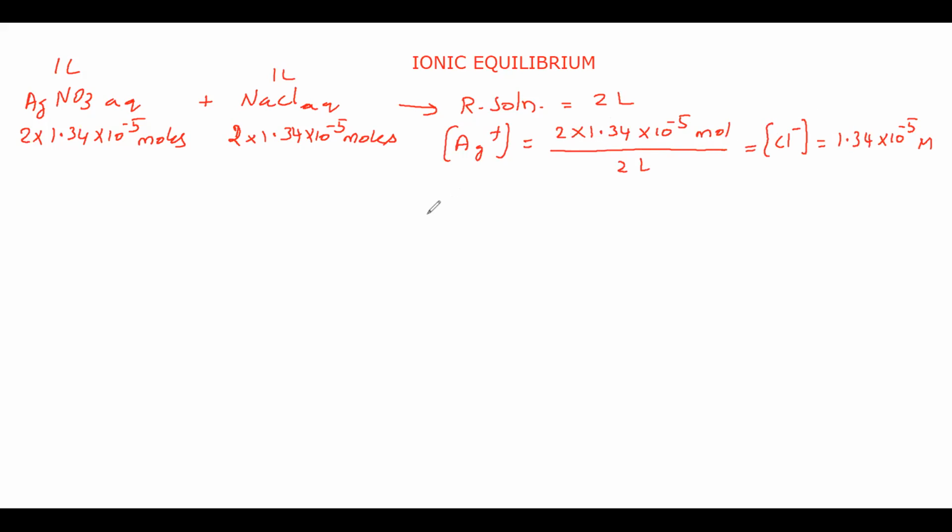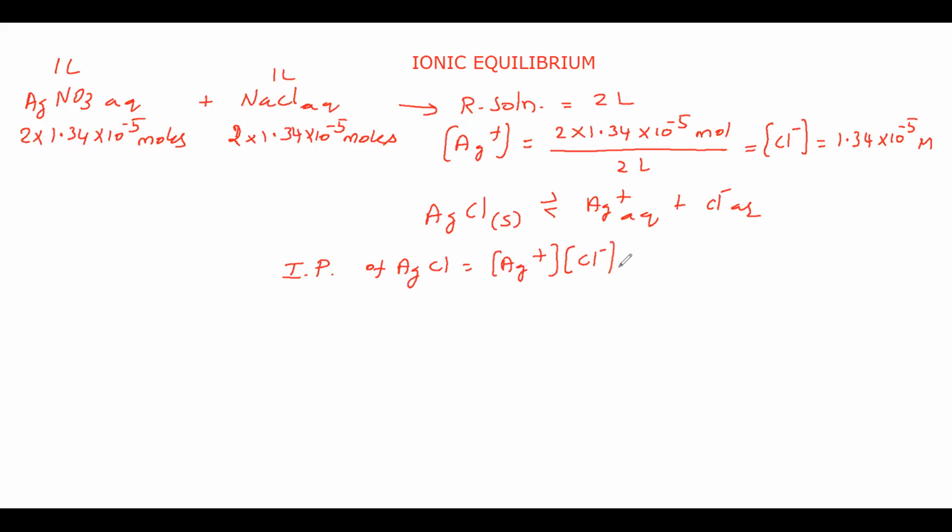Now in the resultant solution, we will write an equilibrium: AgCl solid gives Ag plus aqueous and Cl minus aqueous. Now we will write the ionic product of AgCl. Ionic product of AgCl is equal to concentration of Ag plus into concentration of Cl minus. Let us substitute the values. Concentration of Ag plus is 1.34 into 10 power minus 5. Concentration of Cl minus is 1.34 into 10 power minus 5. Let us multiply both. We are getting 1.7 into 10 to the power of minus 10 molar square. It is the ionic product of AgCl.